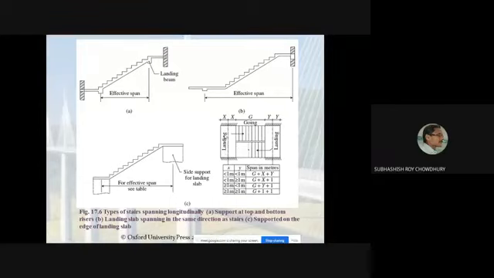And the effective span for the landing slab will be from the center of this wall or beam up to the center of this wall or beam. So this is the effective span for the landing slab. So this is the idea the code has given, IS 456 has given. Okay.